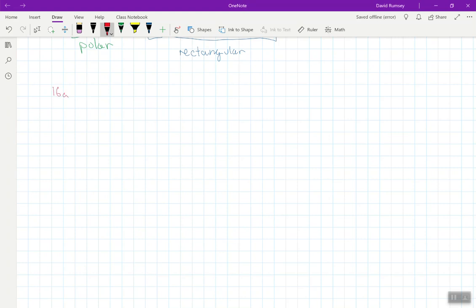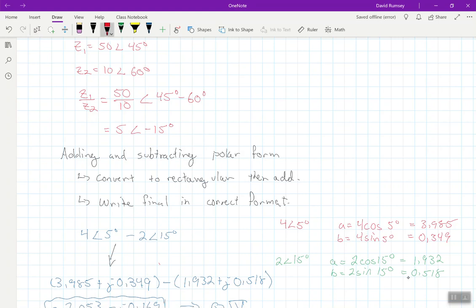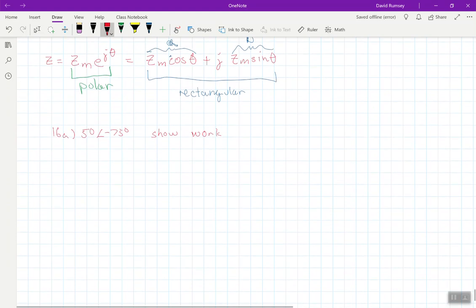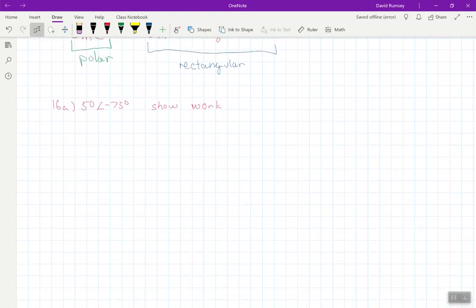there's several parts here. Part A, for instance, is 15 at an angle of negative 75 degrees, and you're supposed to convert that to rectangular. Here I want to show you work. Now, this really shouldn't be too bad. If I scroll back up here, we have equations that we've talked about and done examples with on how to do that conversion. So this really should just be formula plug and chug.